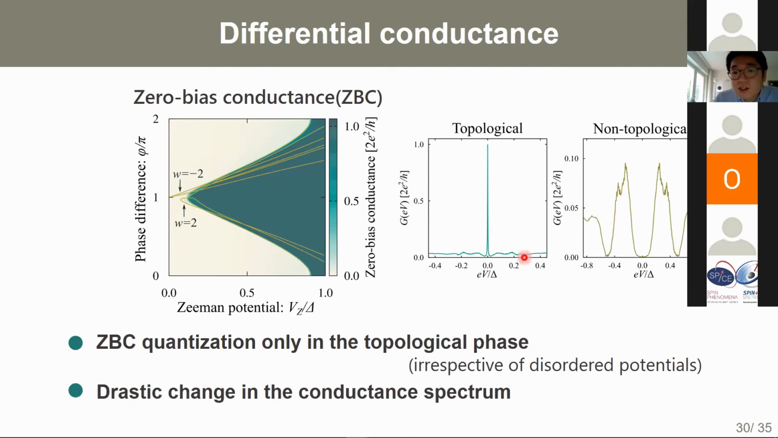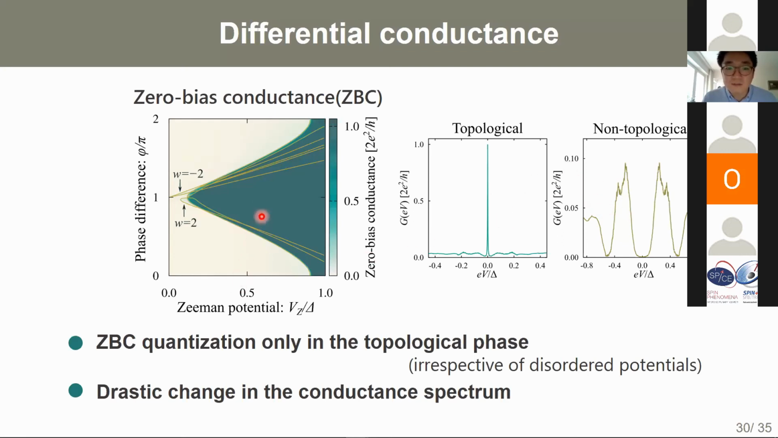And this figure shows the differential conductance as a function of bias voltage. This is for the topologically non-trivial phase, and this is for the topologically trivial phase, the non-topological phase. For the topological phase, we find a steep zero bias peak structure, whereas the spectrum for the non-topological phase shows a gapped structure. But actually, we can find some enhancement in the gapped region, which might come from the Andreev bound states formed in the planar topological Josephson junction.